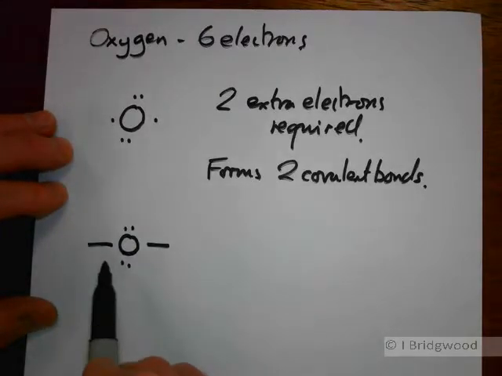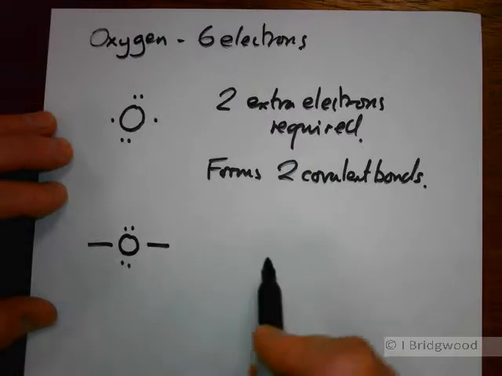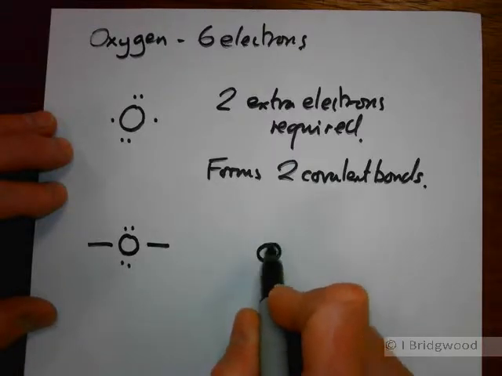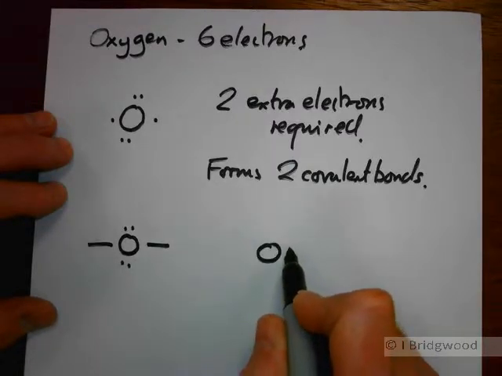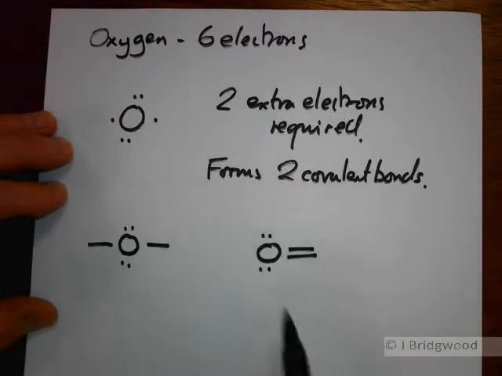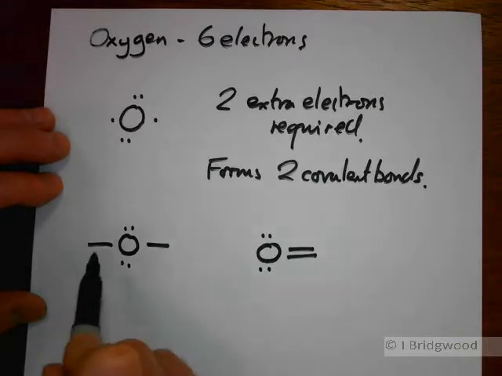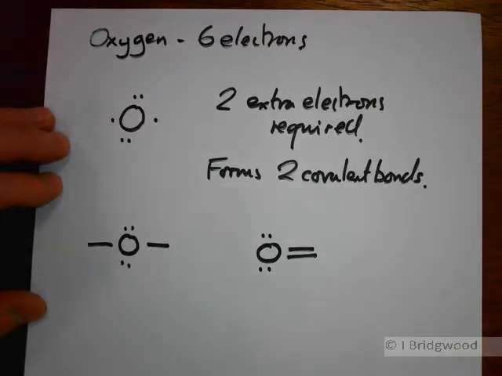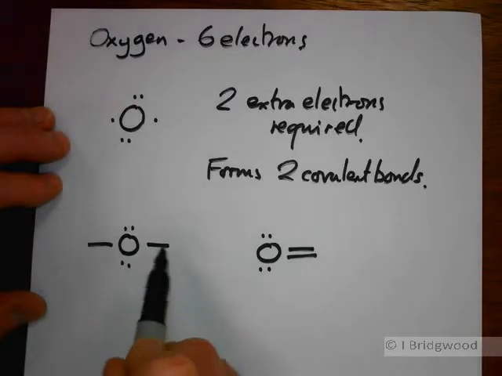But again, there is another alternative. We could have, instead of two single bonds, one double bond. Remember, each stick represents a pair of electrons, one from one atom and one from the other atom that I'm not showing here.